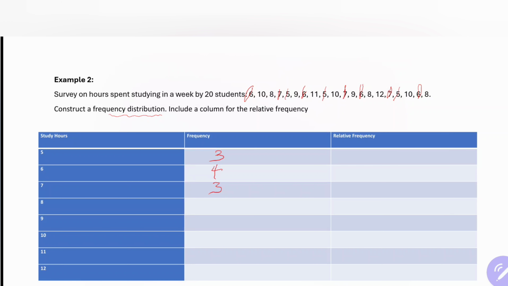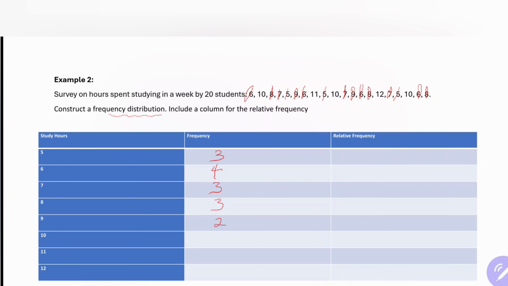And let's move to 8. So we have 1, and we have 2, and we have 3. The purpose of striking out is for you to be able to identify the one already counted. And now we move to 9. How many 9s do we have? We have 1, we have 2. So 9 comes up 2 times.